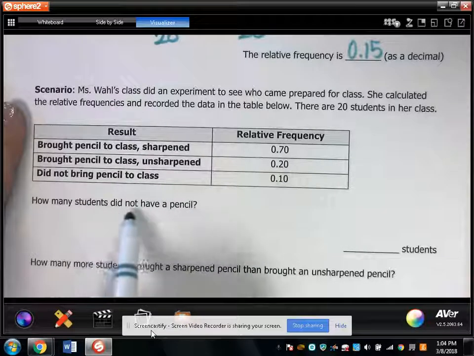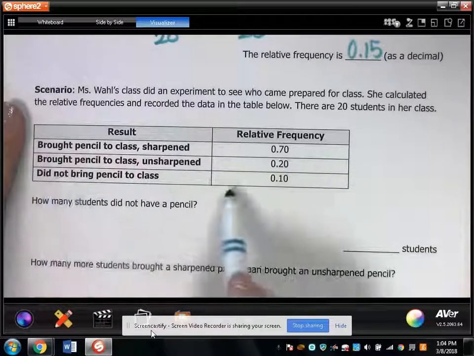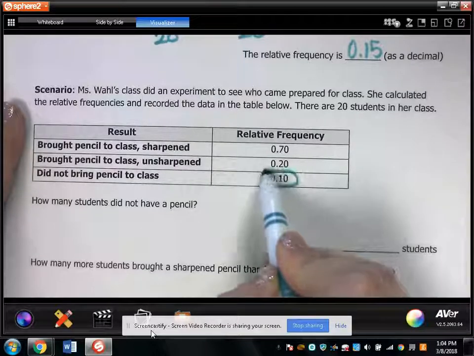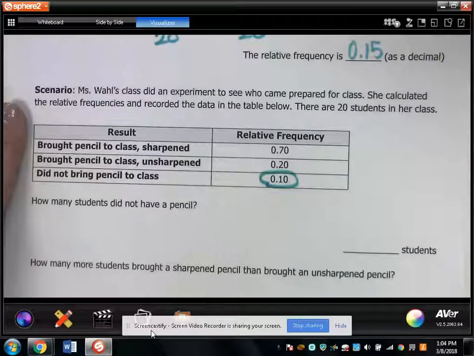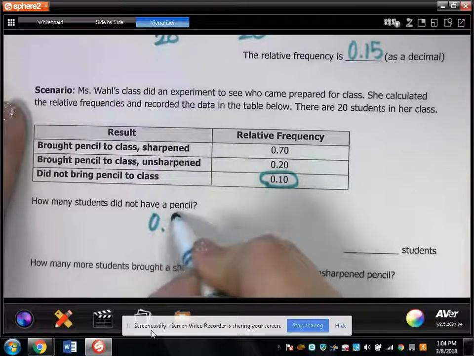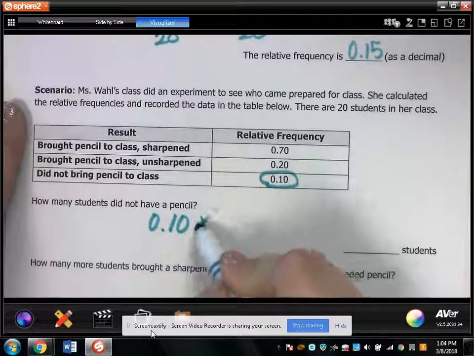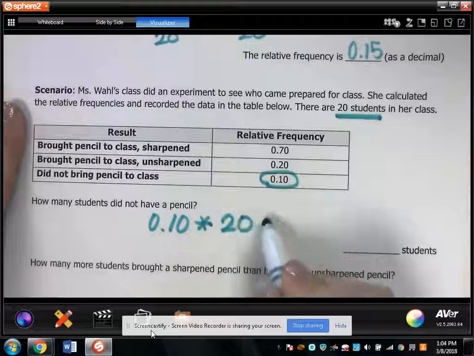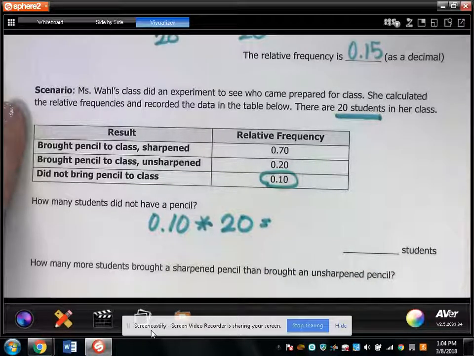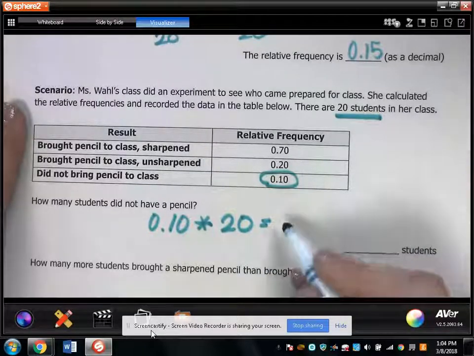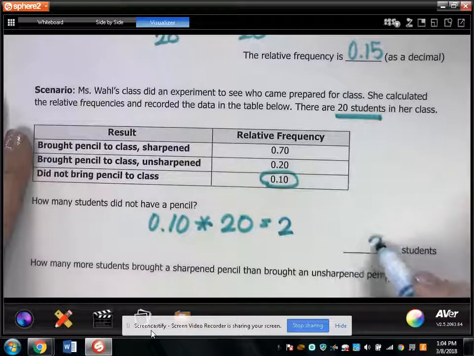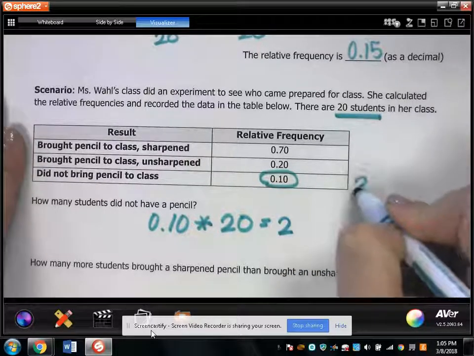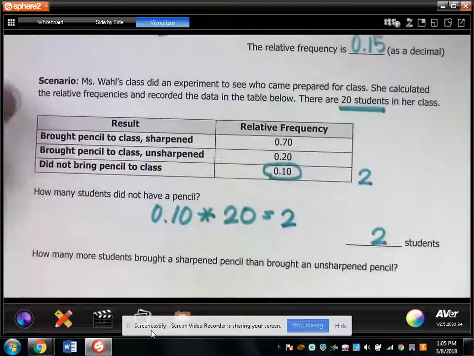So it says, how many students did not have a pencil? Well, I know that 0.1 is the relative frequency of the kids that did not bring a pencil to class, which is 10%. So I need to find out what is 10% of the class. So I plug that in my calculator. What is 10% of the class? And I get 2 students. So that means that 2 students did not bring their pencil to class.